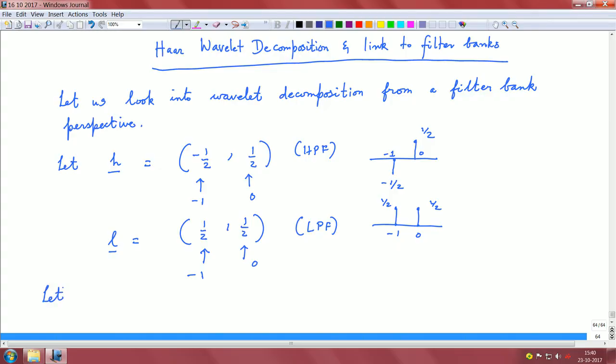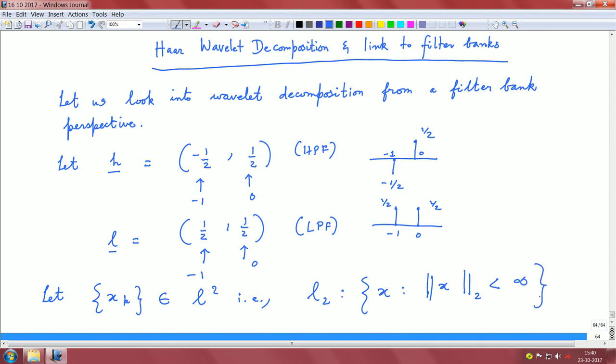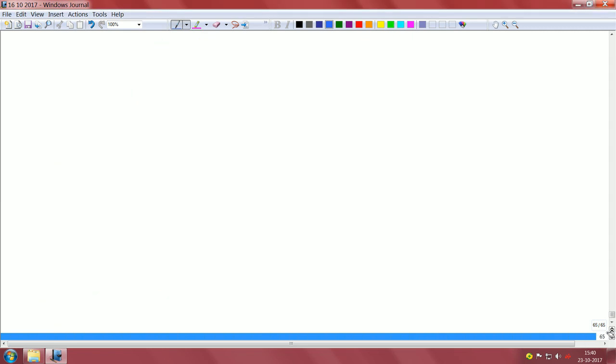Let the sequence x_k belong to L2, that is, L2 is the space such that the L2 norm is finite. Okay. Now, let us do the following operations.